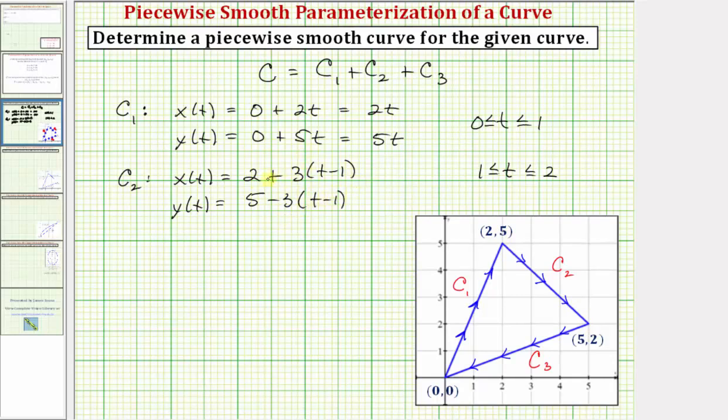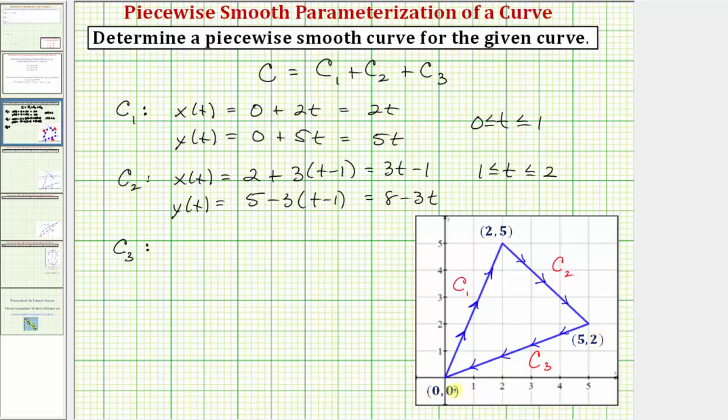And of course, we can simplify here. If we distribute, we'd have 2 plus 3t minus 3, which would be 3t minus 1. And here we'd have 5 minus 3t plus 3, which would be 8 minus 3t. Notice how if we substitute 1 in for t, the x value would be 2, and the y value would be 5, which would give us the point (2, 5). And when t is 2, x is 6 minus 1, or 5, and y is equal to 8 minus 6, which does equal 2.